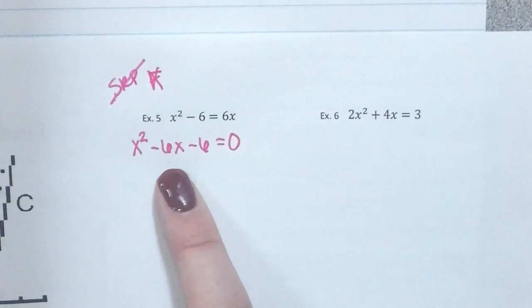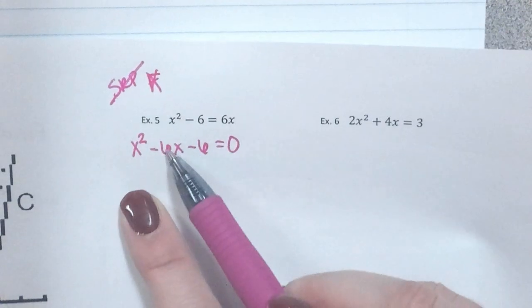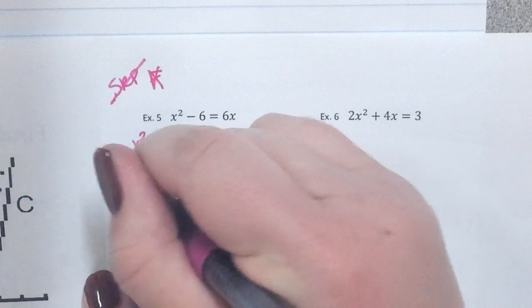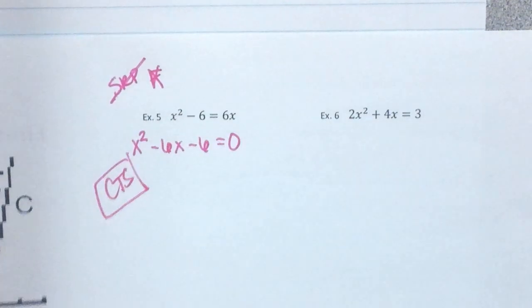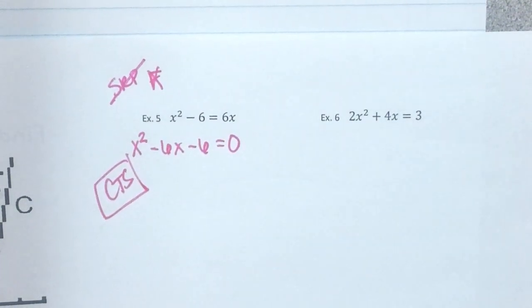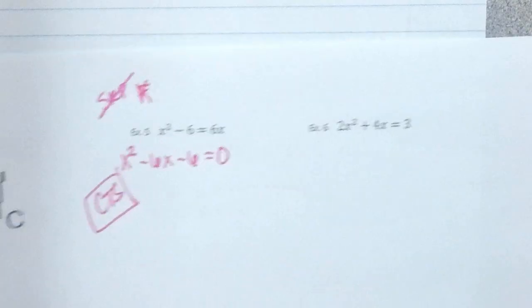What about completing the square? Yeah, I would definitely do that because b is an even number, so this one would be best solved by completing the square. Okay? Sometimes it's not as clear, like example 6.